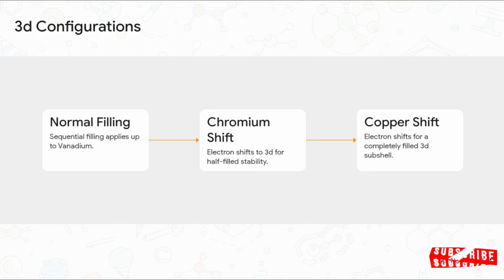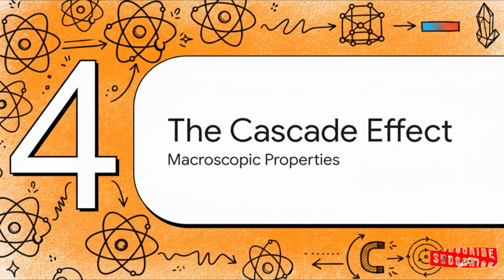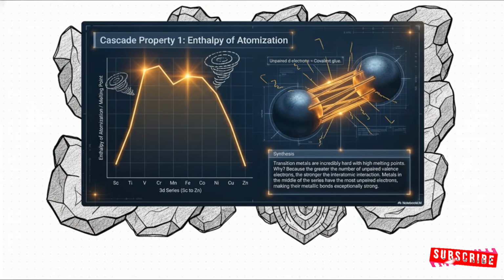The energy gap between 4s and 3d is just so incredibly small that the atom naturally reconfigures itself to find that perfect symmetry. Which brings us to Section 4, the cascade effect properties. What's really interesting here is how that incomplete shell causes a massive chain reaction of testable, real-world properties. First up, hardness and melting point. Transition metals are notoriously tough.